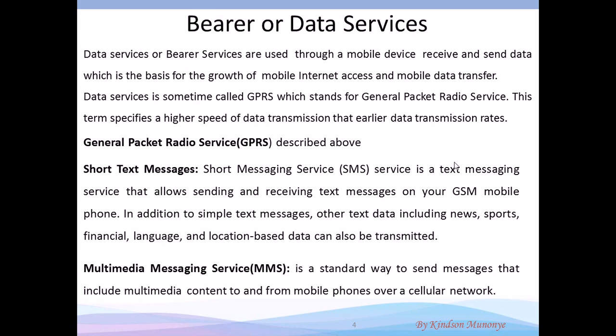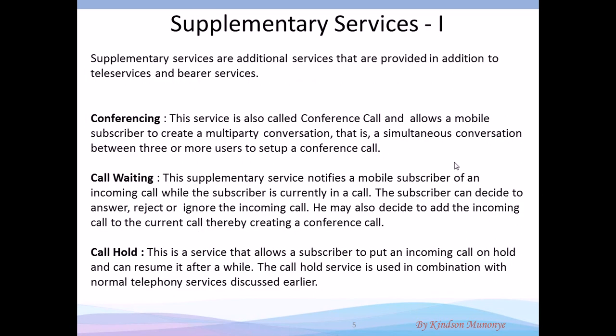So we've discussed teleservices, and we've discussed bearer or data services. The third class of service is supplementary services. I think this is also very common. These are additional services provided in addition to teleservices and bearer services. For example, when you use your phone to make conference calls, you are able to connect a number of people and hold a meeting on your mobile device. You're actually using a service, and that is conferencing. It's a supplementary service, and this service can be switched on and off. If your network provider says you can't do it, then you switch it off. So it's a different service on its own.